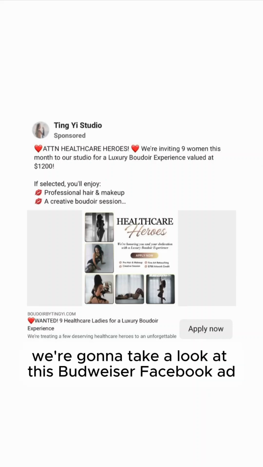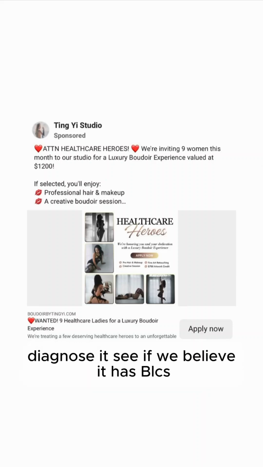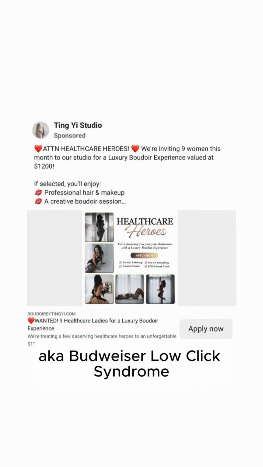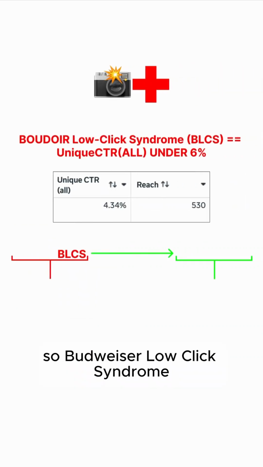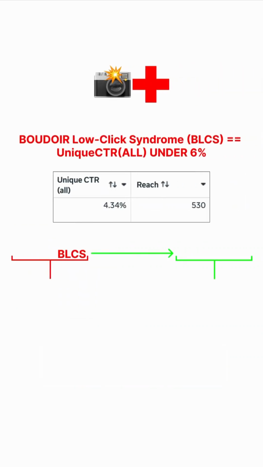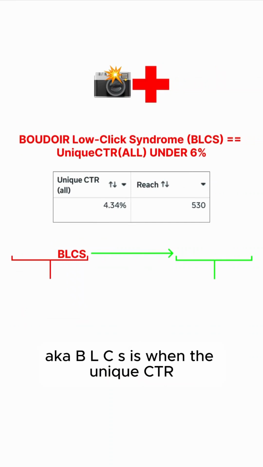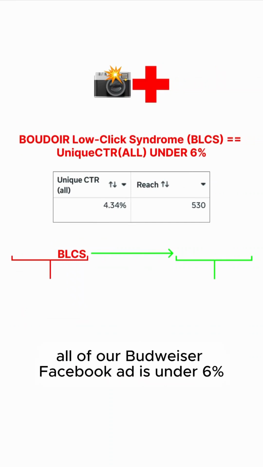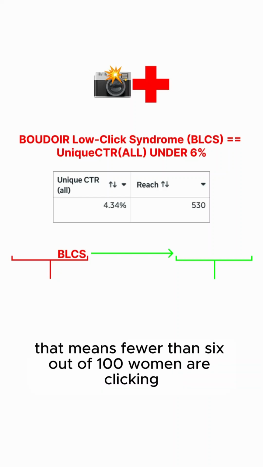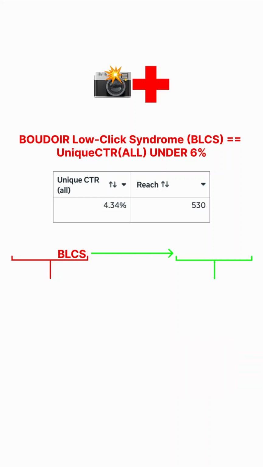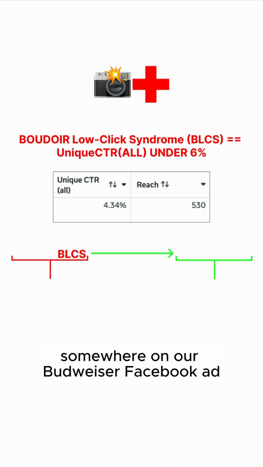All right, y'all, we're going to take a look at this Boudoir Facebook ad, diagnose it, see if we believe it has BLCS, aka Boudoir low click syndrome. So, Boudoir low click syndrome, aka BLCS, is when the unique CTR of our Boudoir Facebook ad is under 6%. That means fewer than 6 out of 100 women are clicking somewhere on our Boudoir Facebook ad.